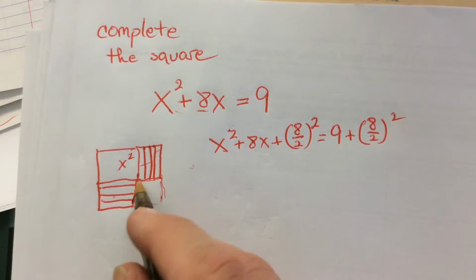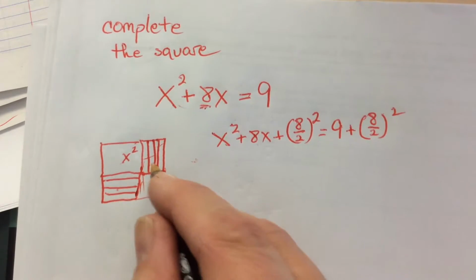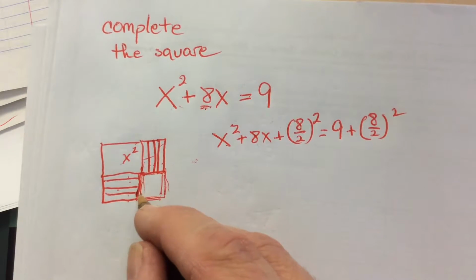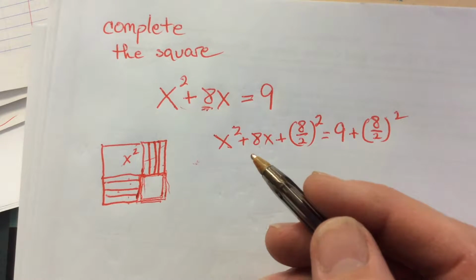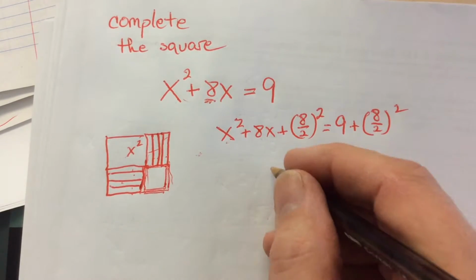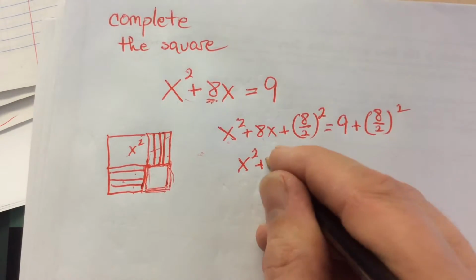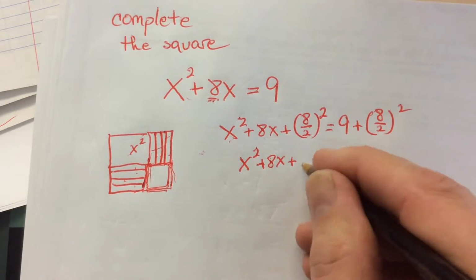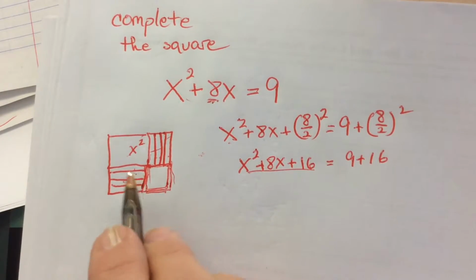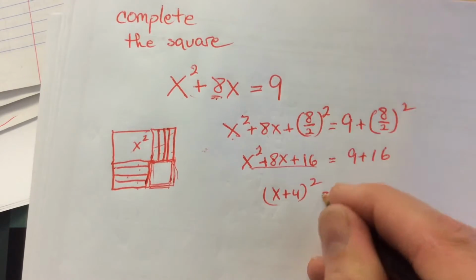Well, the 8 was here, right? I split it in half so that I'd have 4 things here and 4 here, so that I could make a square out of this by filling this in with 4 by 4 ones, 16 ones. Okay? So what happens? This becomes x squared plus 8x plus 16. This becomes 9 plus 16. But we also know that, because we turned this into a perfect square, this is x plus 4 squared is equal to 25.